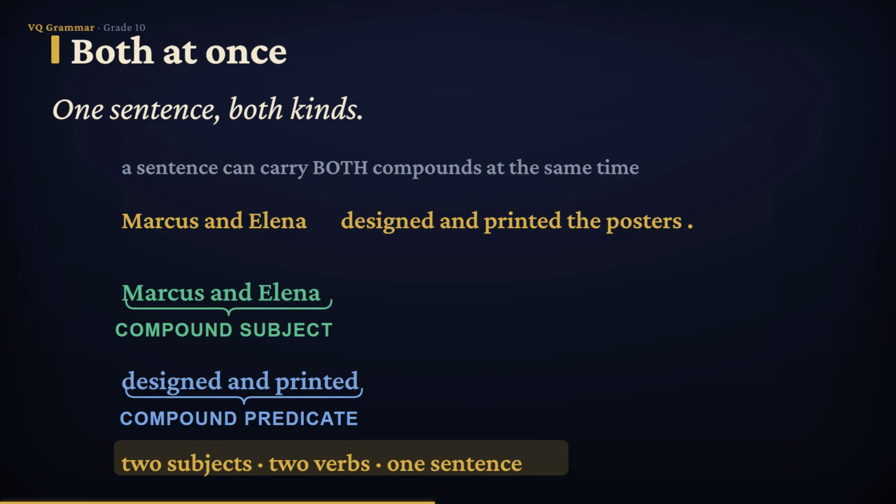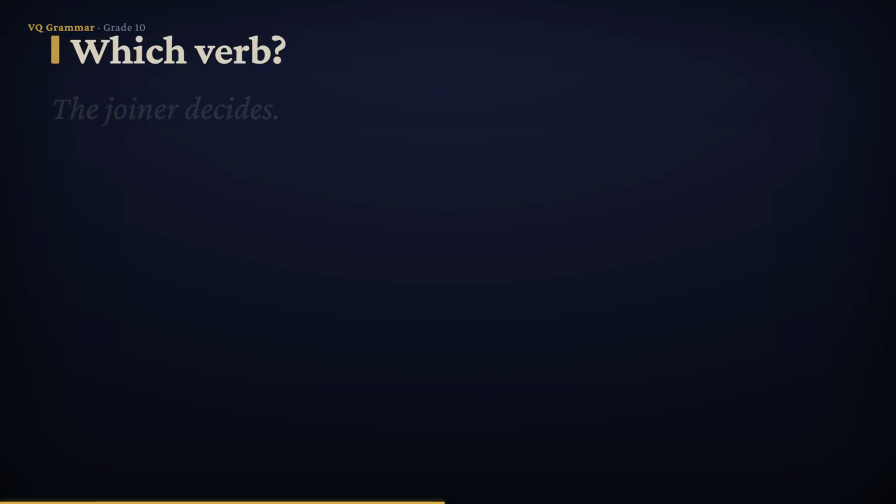Nothing tricky is going on. You just found each half of the sentence and then asked whether that half had been doubled. There is one wrinkle worth knowing, and it is about the verb.